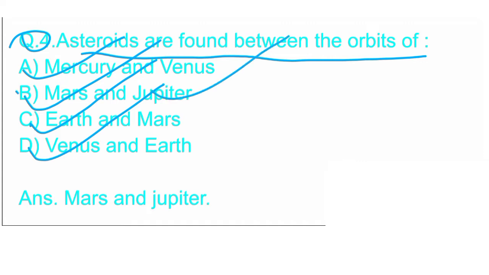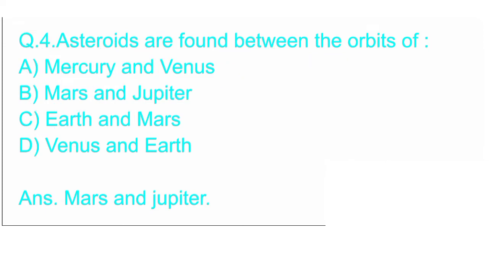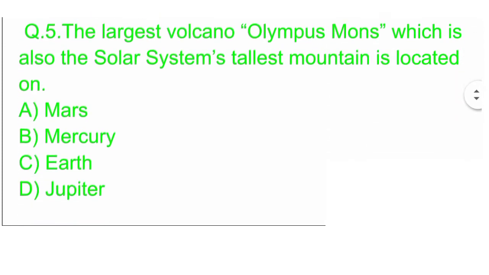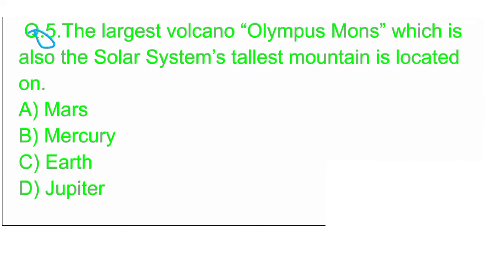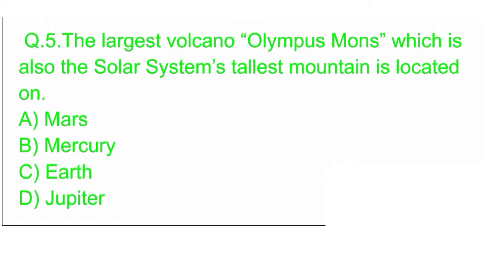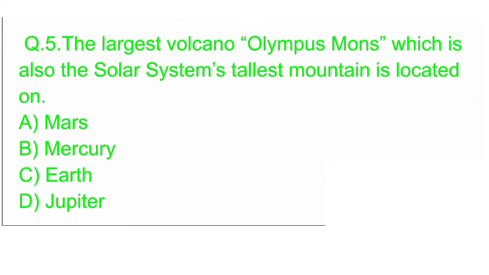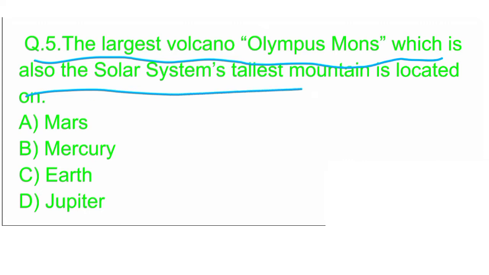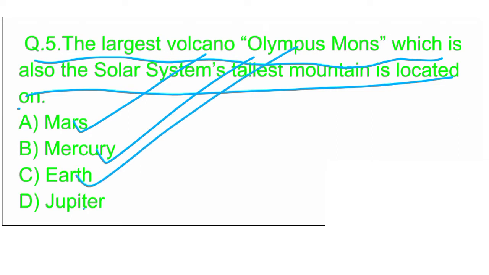Question number 5: the largest volcano, Olympus Mons, which is also the solar system's tallest mountain, is located on? Option A, Mars; option B, Mercury; option C, Earth; option D, Jupiter. The correct option is A, Mars.